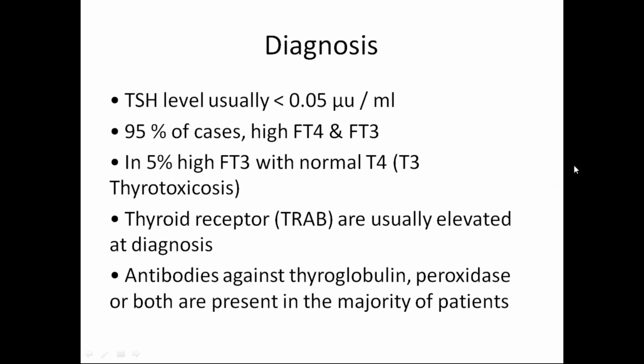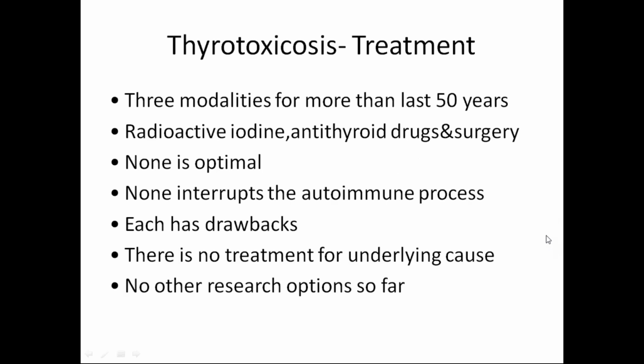Okay, and how do you diagnose? It is the TSH, which gets low, as low as 0.05 micro units per ml, and in 95% of the cases there is high free T4 and T3, and 5% high T3 with the normal T4. And thyroid receptor antibodies are usually elevated, and antibodies against thyroglobulin or peroxidase or both may be present in the majority of the cases. As we discussed, it is the common cause of your Graves' disease.